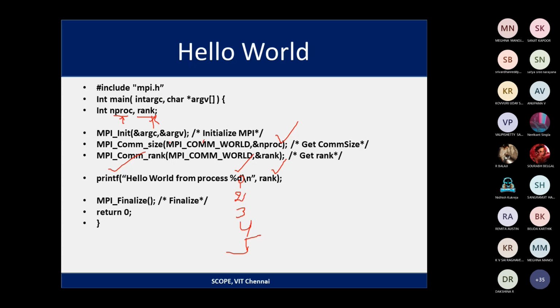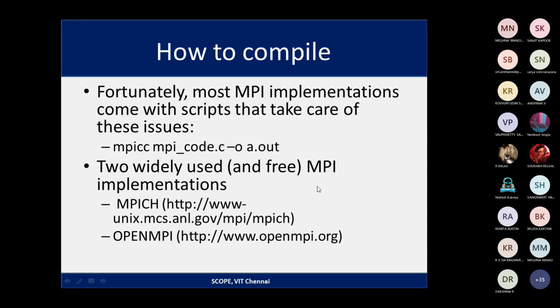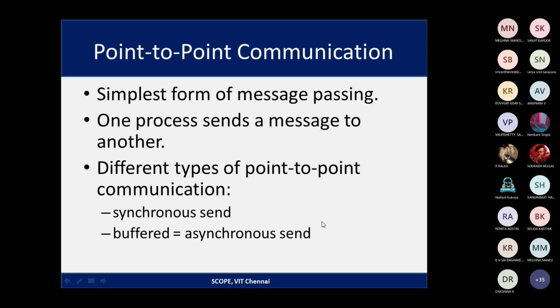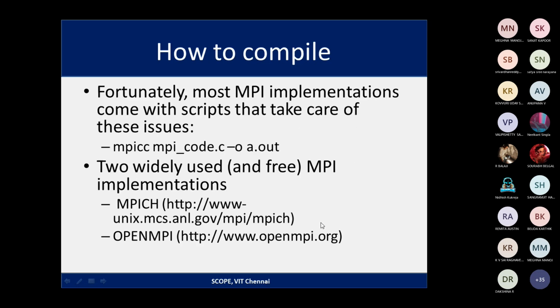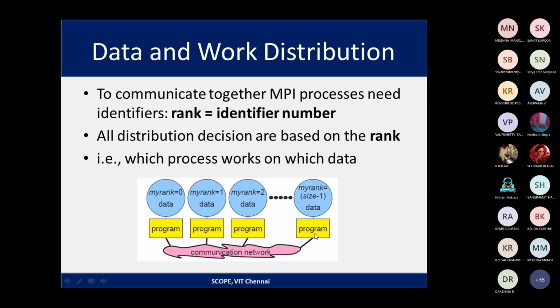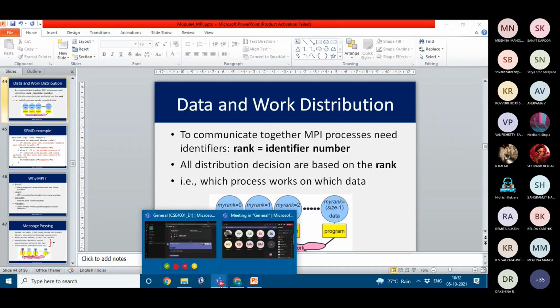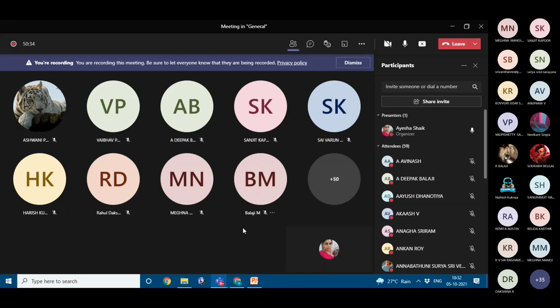Once the work is over, I have to finalize the MPI, that is, we can exit from the MPI library, then return 0. Yes, so this is the basic hello world program. Anyway, you will be doing it in the lab. Then point to point communication, I will start in the next class. If you have any doubts, please tell me, ma'am, I will answer. Not only today's class, the previous class also.